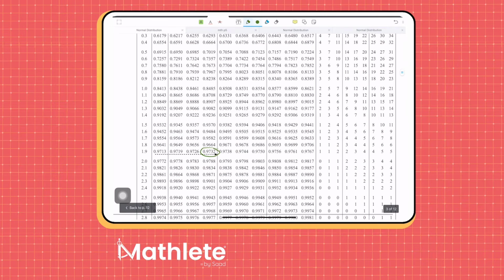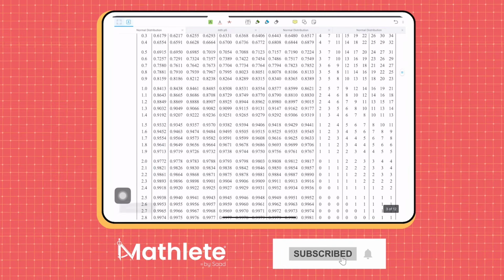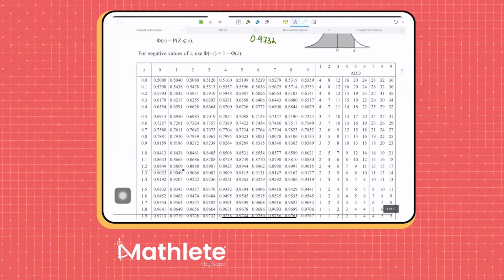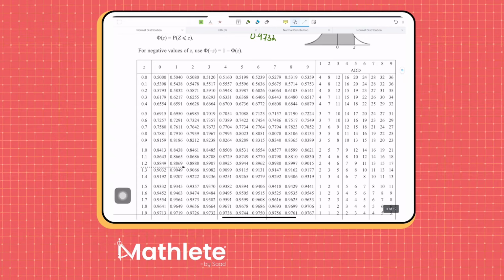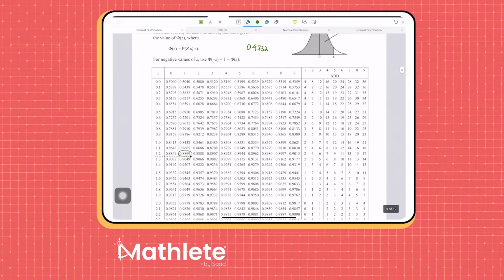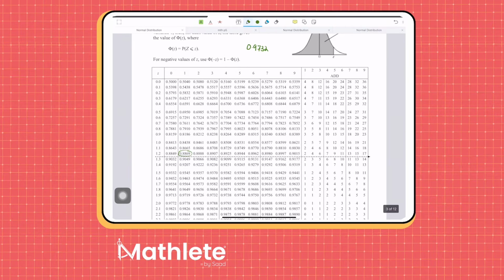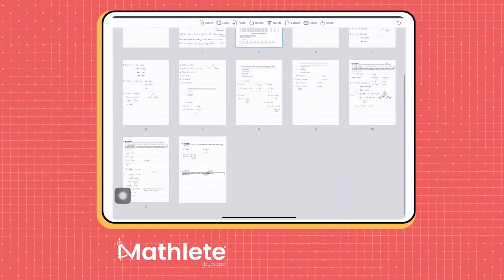Okay, let's clear the table. 1.21 means 0.8869. Since it's 1.219, we carry on in the same row, and 9 means in the end we add 17. Use a calculator for this: 0.8869 plus 0.0017. So we're looking at 0.886.